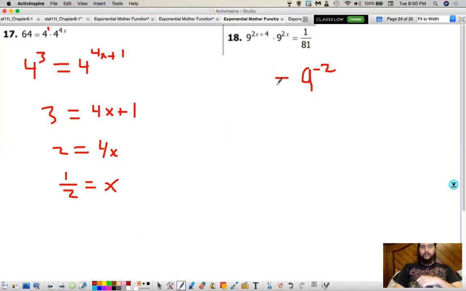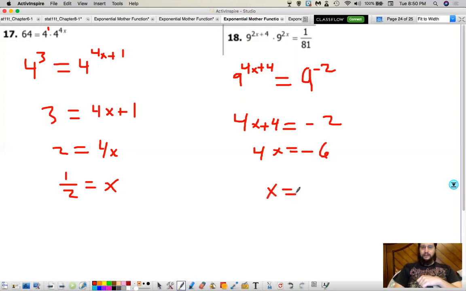Over here, though, got to add my exponents together. That's going to be 9 to the 4x plus 4. So 4x is negative 6. X is negative 3 halves. Do what you got to do, calculator, whatever. Show it step by step. I don't care. It's a basic linear equation. I'm not going to waste time solving it step by step.